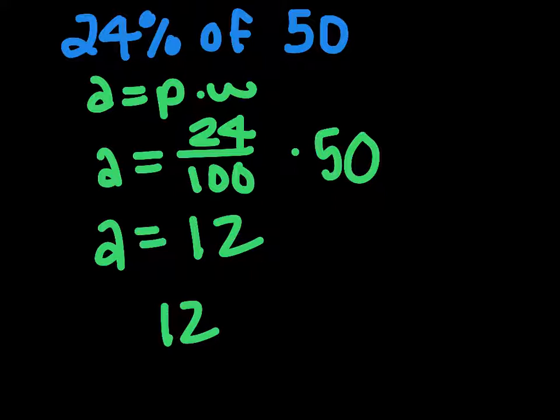So if I have 50 guests at my party and 24% of them brought me presents, that means that only 12 people brought you presents. That would be kind of sad. That would be really sad, especially since there's like 50 people. Okay, anyways, let's move on.